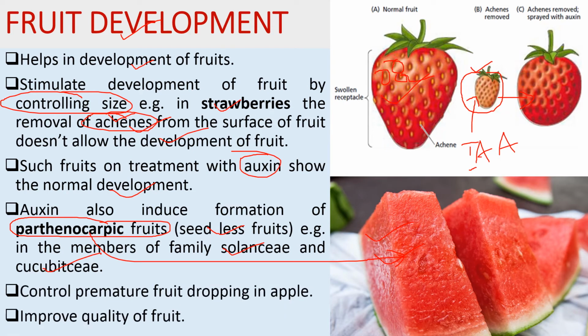Auxin also controls the premature fruit dropping. जो premature fruit dropping होती है, that is also controlled by auxin in case of fruits like apple, and it also improves the quality of fruit, helps in increasing the quality of fruit.